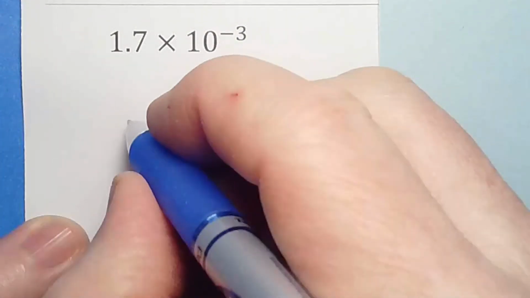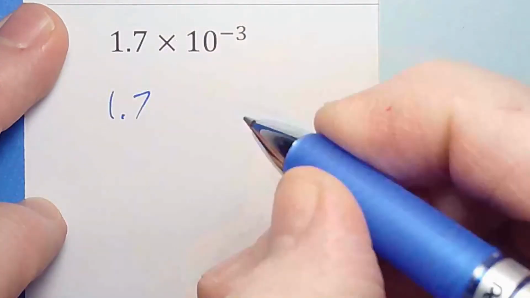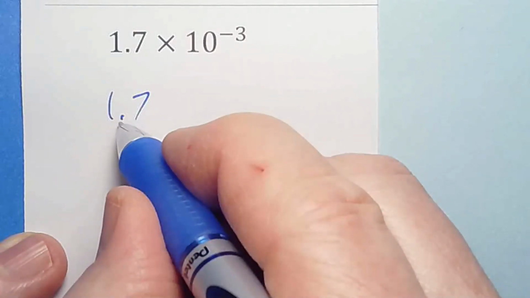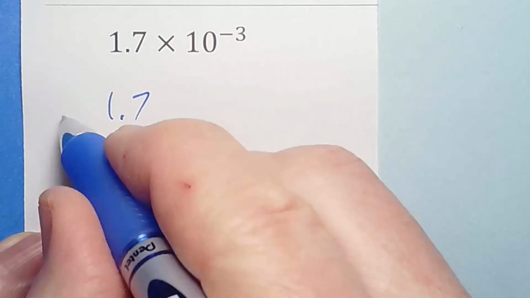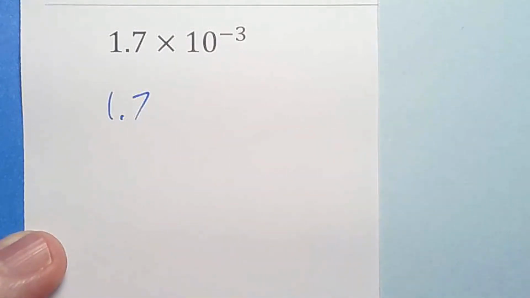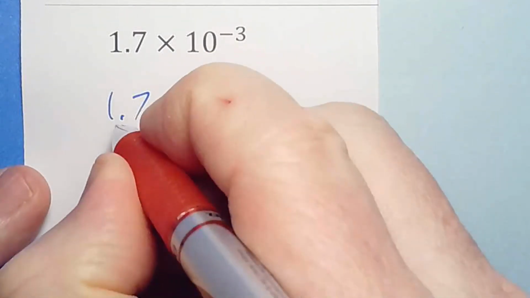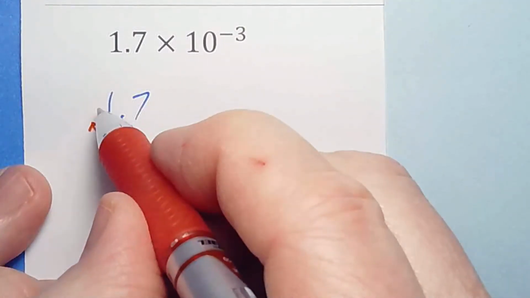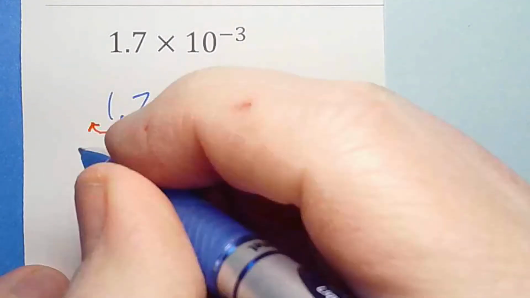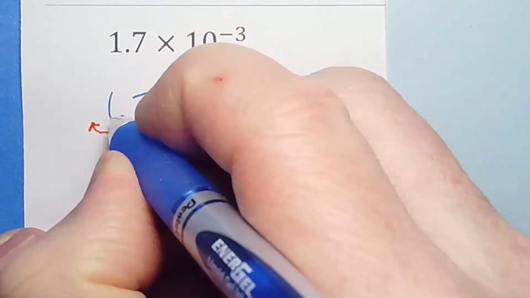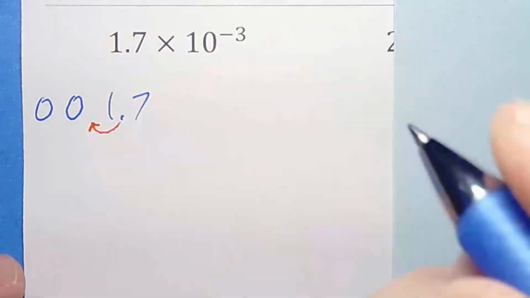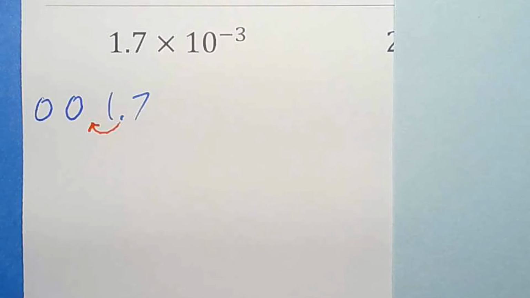So let's write the 1.7. I've got 1.7, okay? It's smaller than this, so I'm going to be moving my decimal point the other direction. Well, I can move it 1 real easy, right? Boom, there I go. But that's not enough, is it? I need to do that 2 more times. So let's think about this. I could write 1.7 with a couple zeros in front, couldn't I? We wouldn't normally do that, but that's still correct.